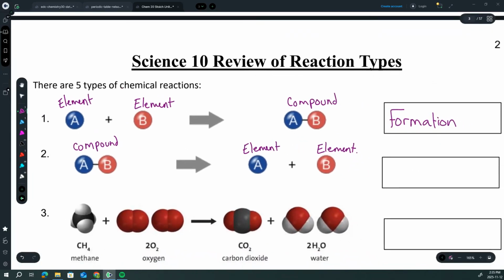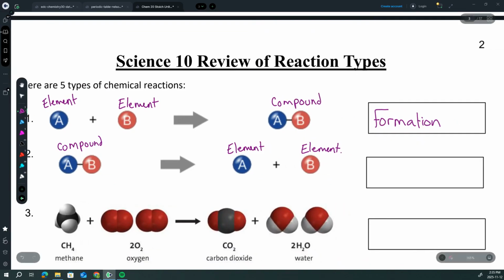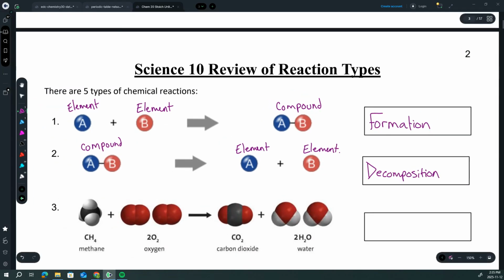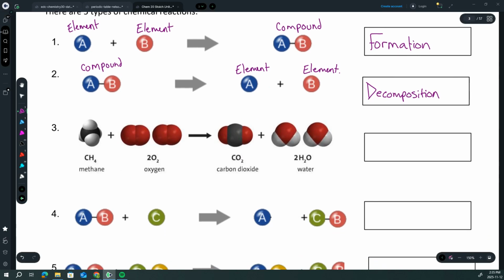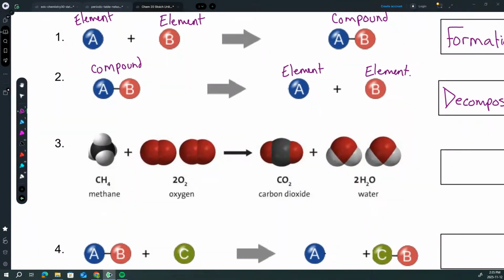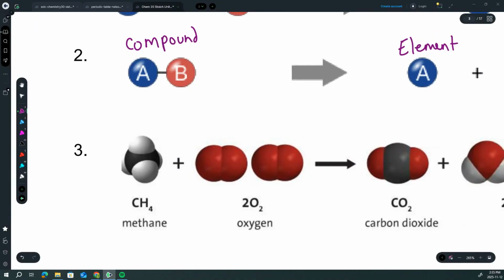Okay, so reaction number 2, that's called a decomposition reaction. Formation and decomposition reactions are kind of like opposites of each other. For reaction number 3, this is using a very specific example, but I'm going to make it a little bit more vague so that we can apply this template here.